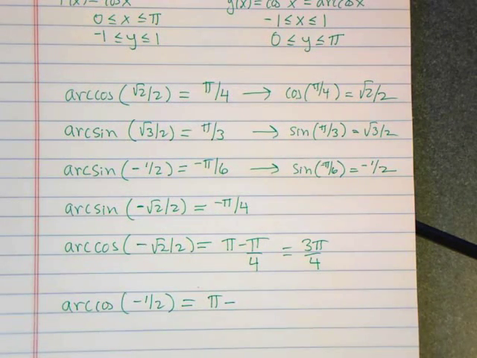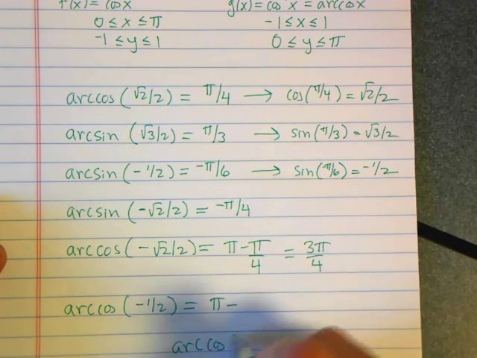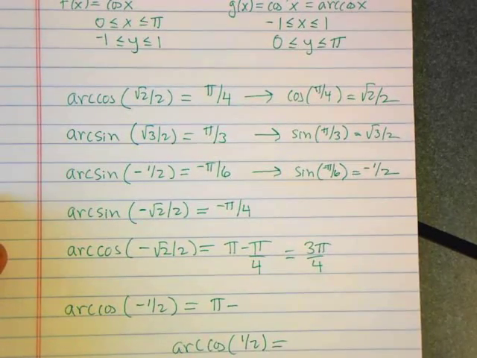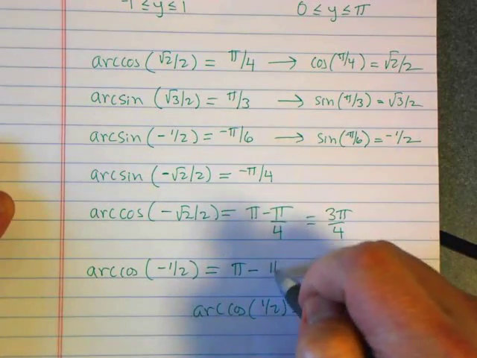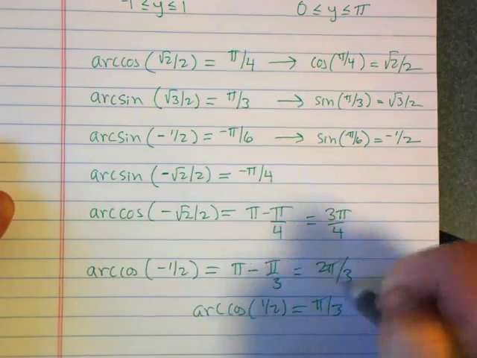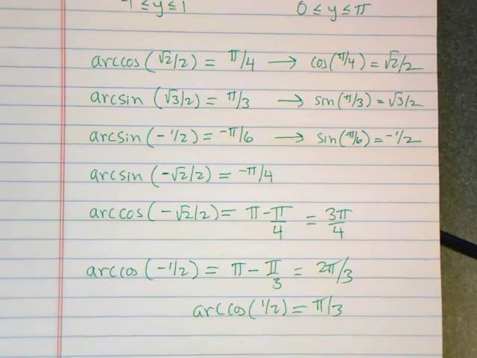Not pi over 3? No, because then you take the reference angle and that makes it negative. What's the arc cosine of positive 1/2? It is pi over 3. The arc cosine: cosine of what gives you 1/2? Cosine of pi over 3. So my angle in quadrant 2 is going to be pi minus pi over 3. That happens. You were giving me the answer for sine. That is correct. I was pointing at the sine one.